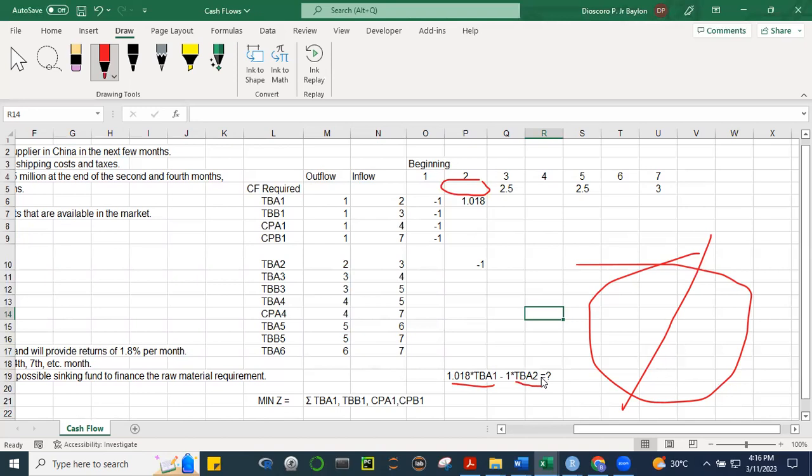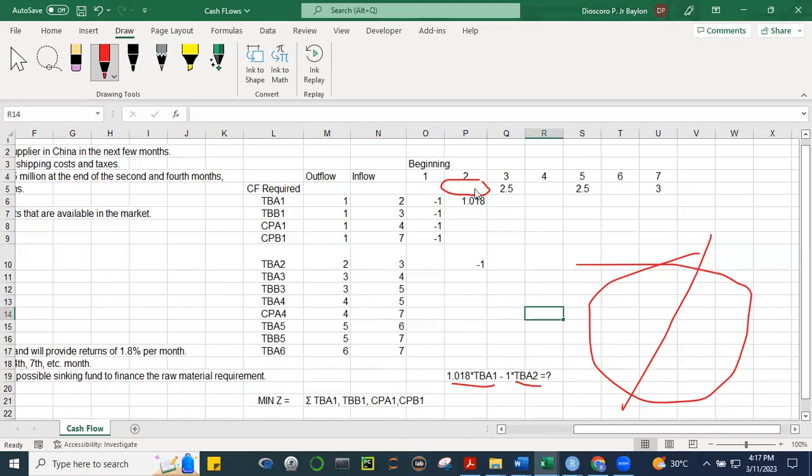Okay, remember, this is a sinking fund, and all that will be invested or collected will be earmarked for the payment of the supplies. Did you get it, class? Hello, class? Yes po, please proceed po.